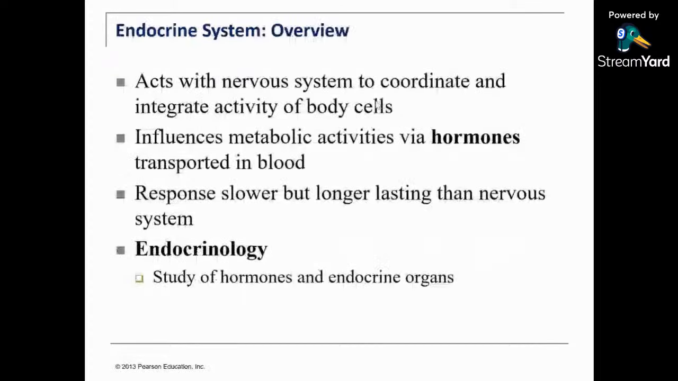So the endocrine system: the word is derived from Greek, where endo means within and krinis means to secrete. This endocrine system acts with the nervous system to coordinate and integrate the activity of body cells. It influences metabolic activity by hormones transported in the blood. Its response is slower but longer lasting than the nervous system.